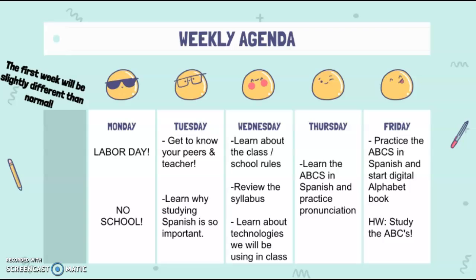Now for our weekly agenda. This first week is going to look different than the others just due to how the scheduling is set up. So on Monday we are off because it is Labor Day, so we don't have any school. Tuesday is the first day of class, so what we're going to do on Tuesday is to get to know your peers as well as get to know myself.